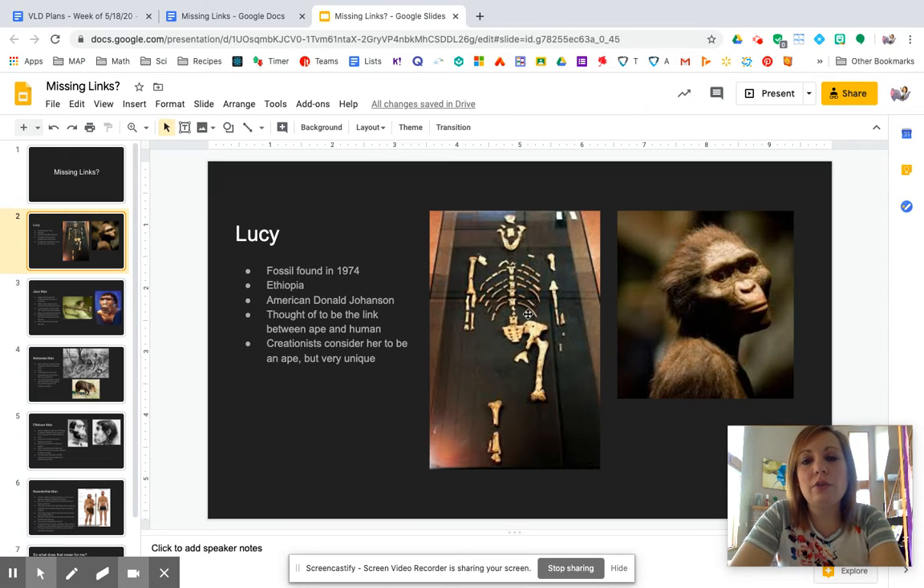There was more than one of her found, and we consider her, as creationists, to be an ape. Different, but again, an old fossil could be an extinct creature that we don't know about. There's many of them that would have died in the flood that we don't know about. So Lucy is, as creationists think, a very unique ape that's probably extinct. But keep in mind that your textbooks will tell you that she is the missing link between ape and human, and this is most likely what she looked like, when, again, we can't just make that assumption based on a skeleton we found. All right, I got a couple more for you.